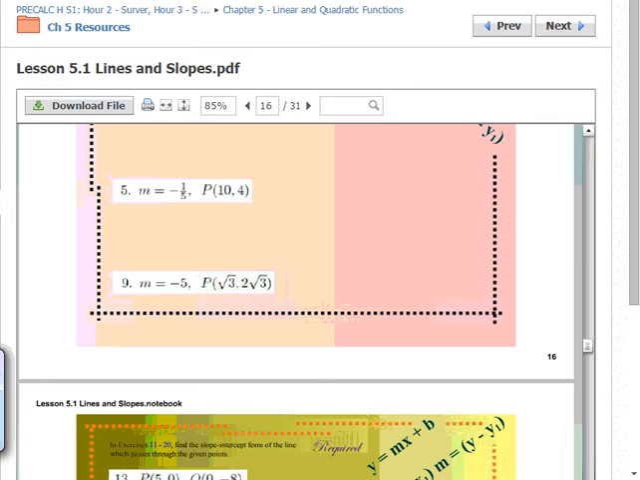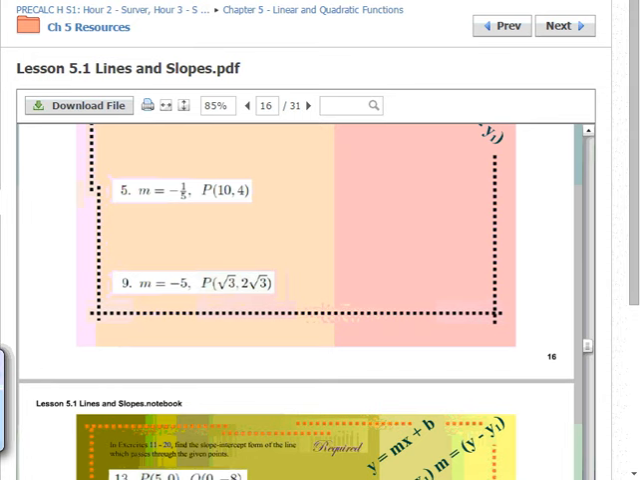So here's the file, lesson 5.1, lines and slope. Okay, you'll find this in the new Chapter 5 folder. Once you're in there, you're looking for not the one that says assignment. You're looking for the one that says lines and slopes.